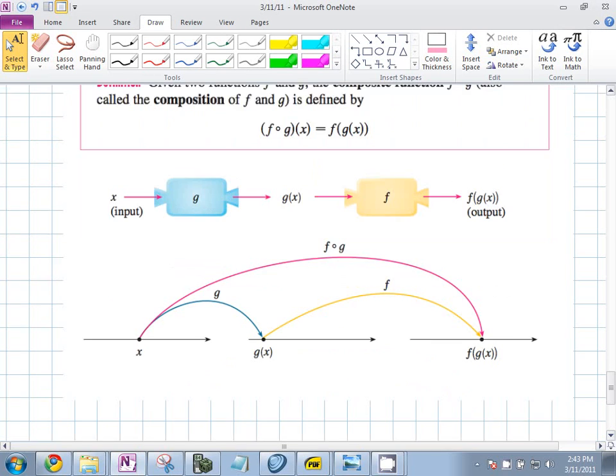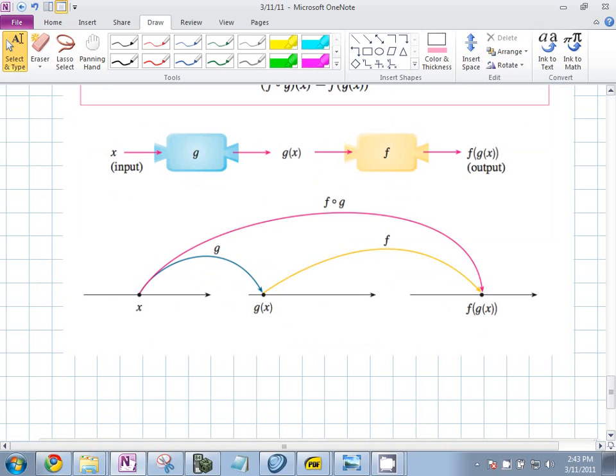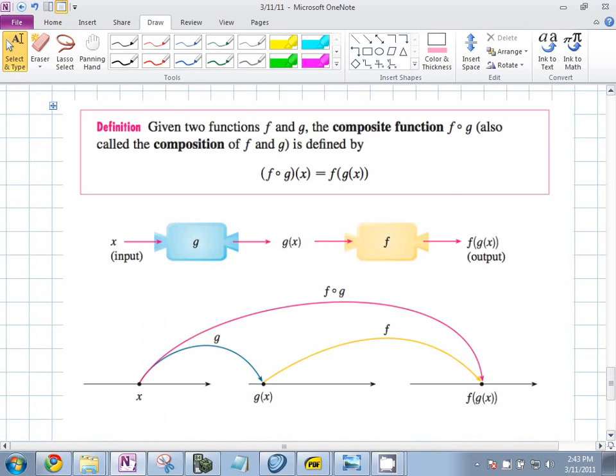Here's another way to see it. You have a certain domain, you take x, you act g upon it, and you get g of x, and then you take g of x and you act f upon it, and you get f of g of x. That's the same thing as doing f of g and ending straight there at f of g of x. It's the same exact thing. What's the domain of... Finding the domain is another story.